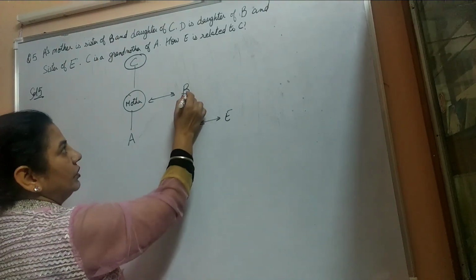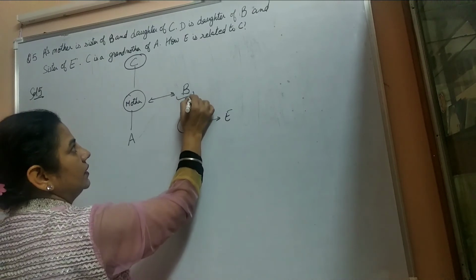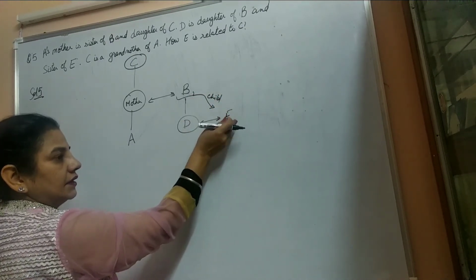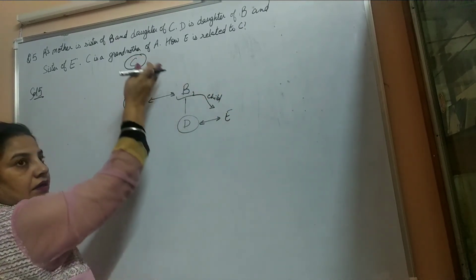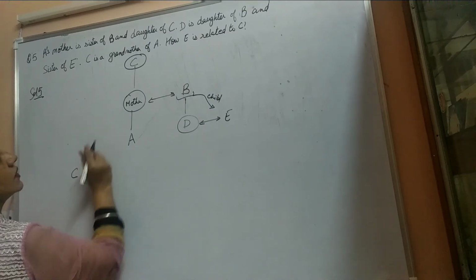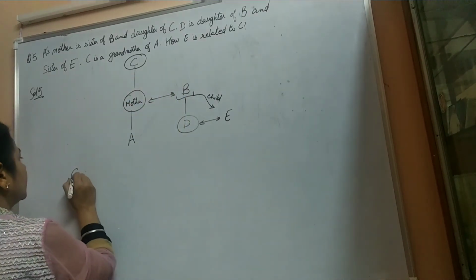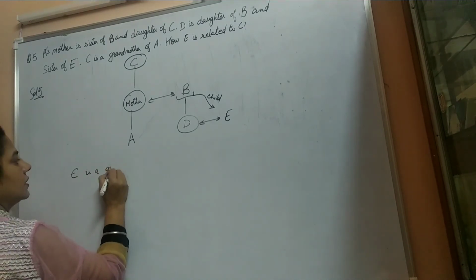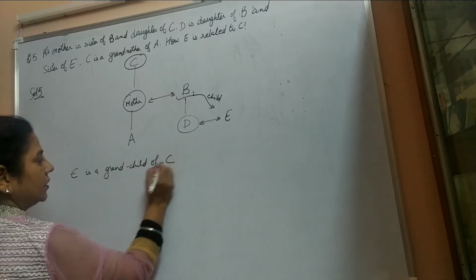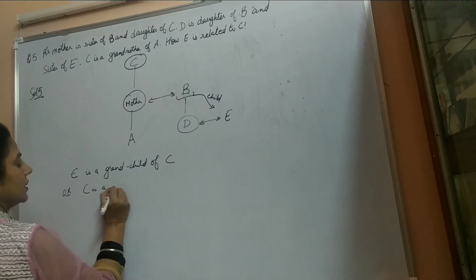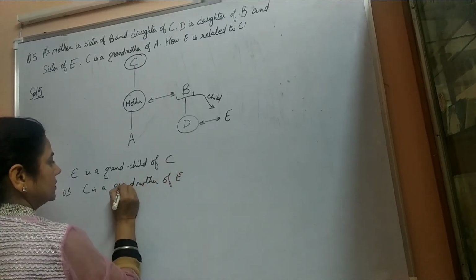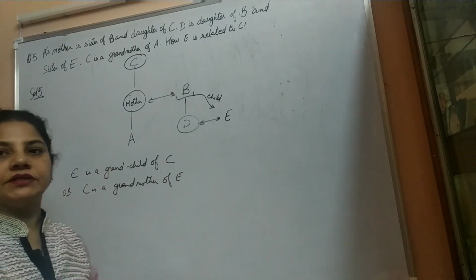In this relation, B has two children, D and E. The relation of E and C: C is a grandparent of E. So we can say E is a grandchild of C, or you can say that C is a grandmother of E, or E is a grandchild of C.